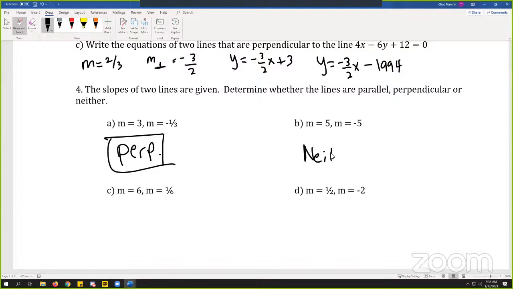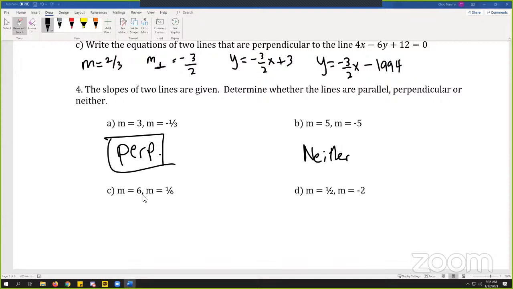Neither, that's correct. The negative is there, but the number is not flipped. Right, so here, the number is not flipped. The fraction is not flipped. So already it doesn't work. Right? It has to fit into the two categories. If it doesn't fit into the two categories, it's neither.